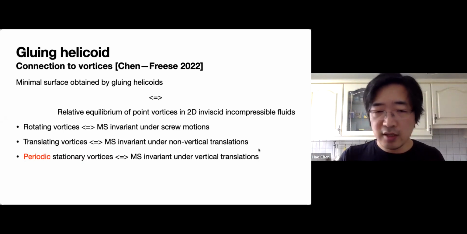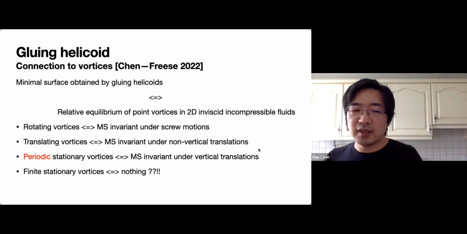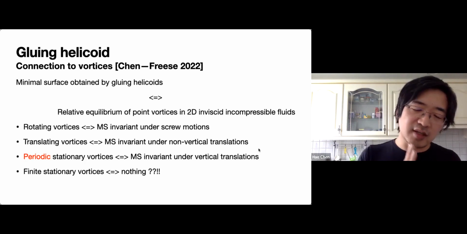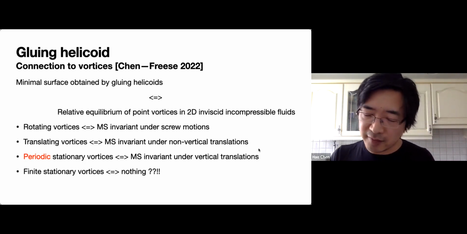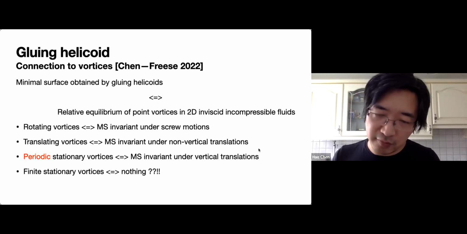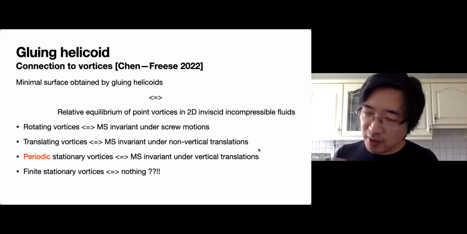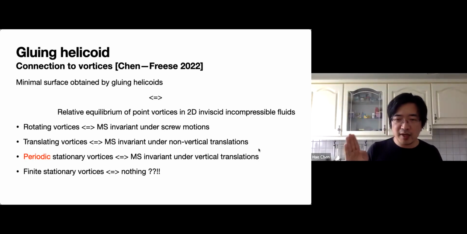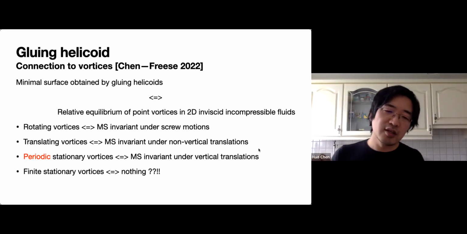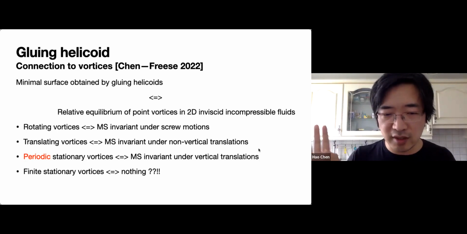So very unfortunately, if the vortex configuration is a finite one and stationary, the construction did not work because the parameter count just didn't give me any solution. So there is one period that is not closed. It's very annoying, and I don't understand why yet.